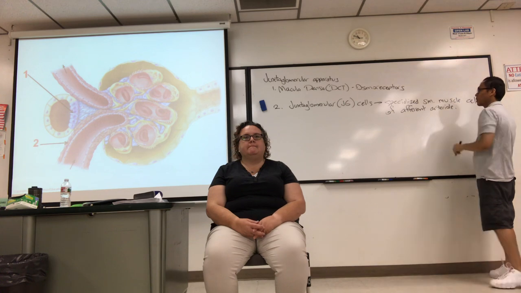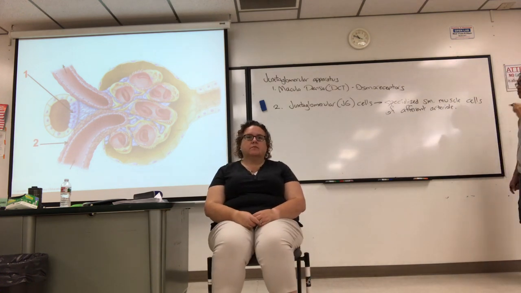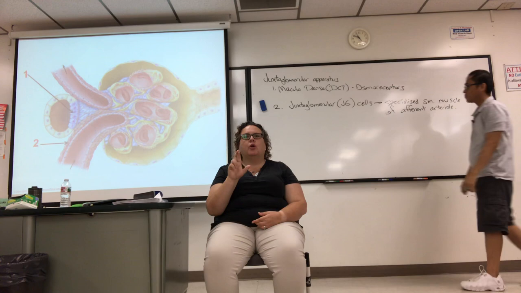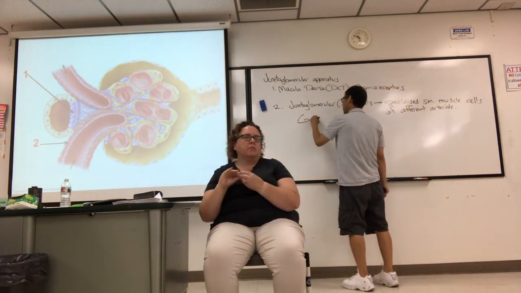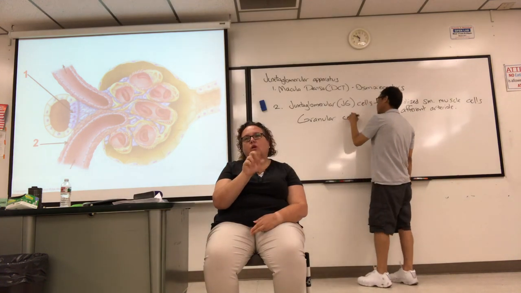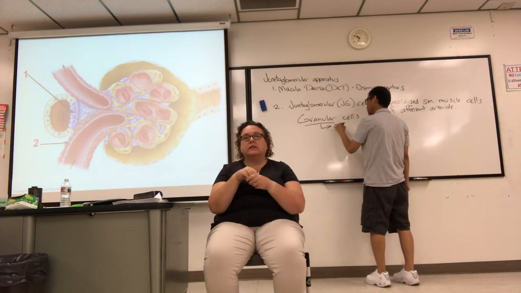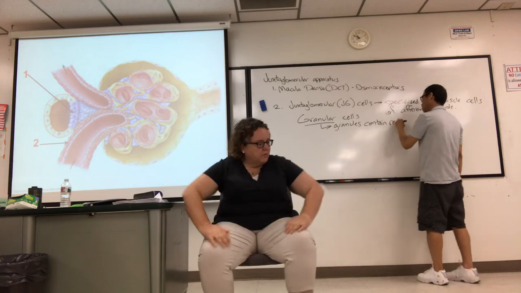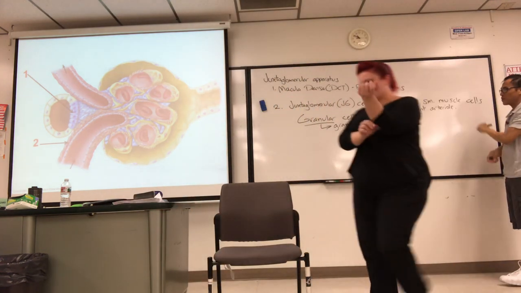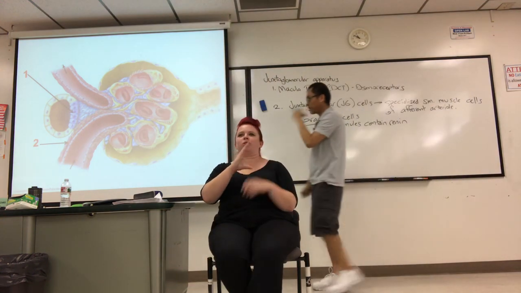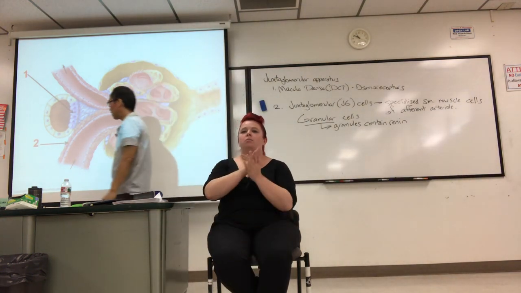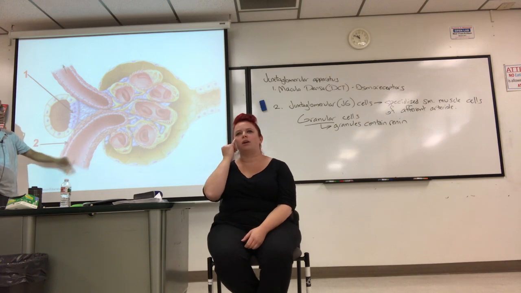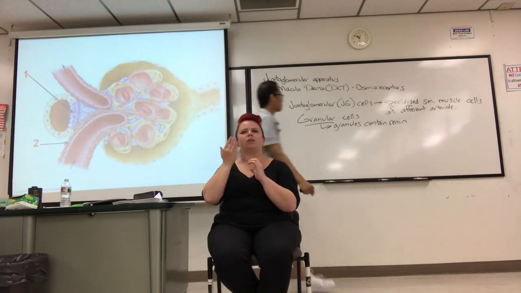Now, these specialized smooth muscle cells called juxtaglomerular cells have a granular appearance. The reason is, I'll get to it, but they're also called granular cells for that reason. The granules contain renin. So now you know the cells that have renin. It's these cells right here. These cells function as a baroreceptor because they live in the tunica media. If there are changes in pressure in the afferent arteriole, these cells will detect the change. So granular cells or juxtaglomerular cells function as baroreceptors.